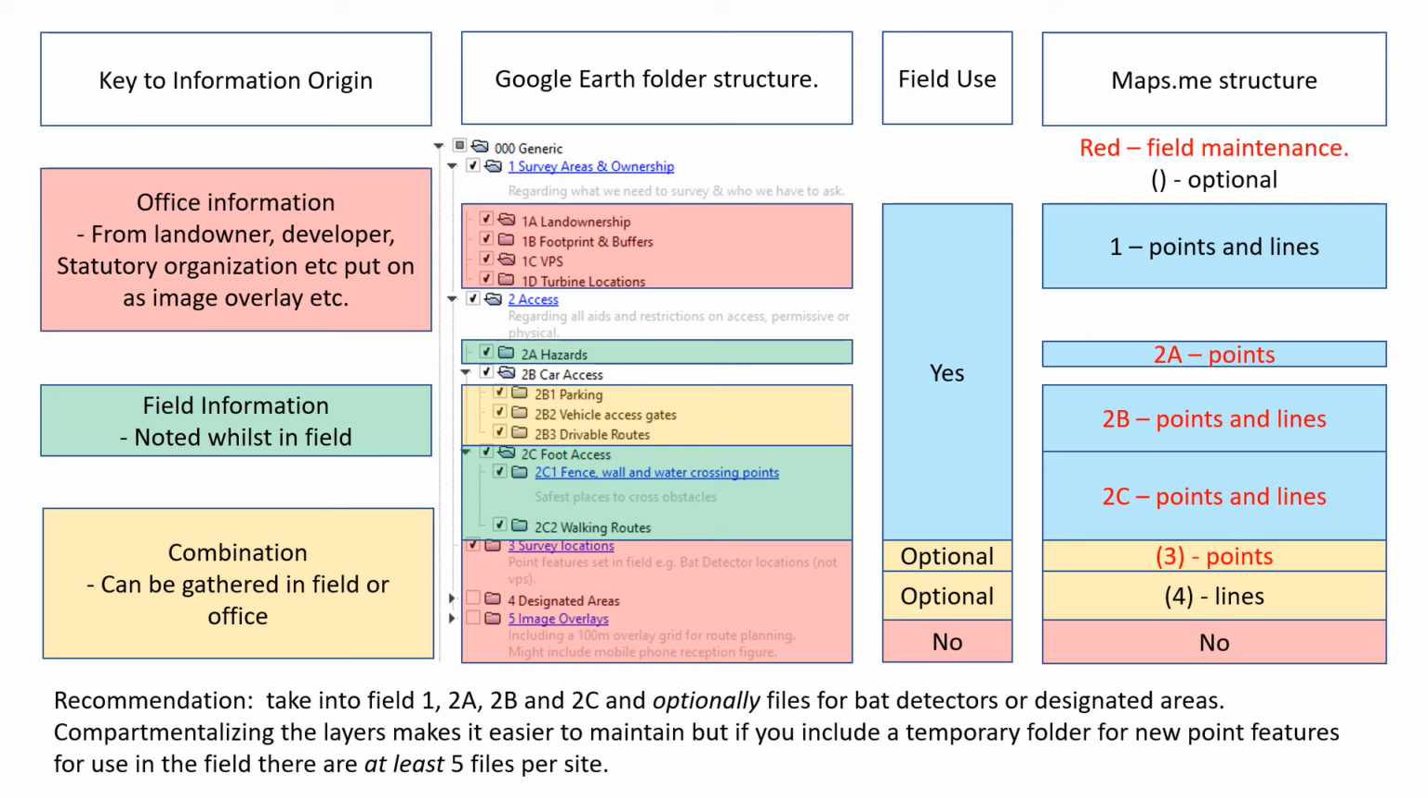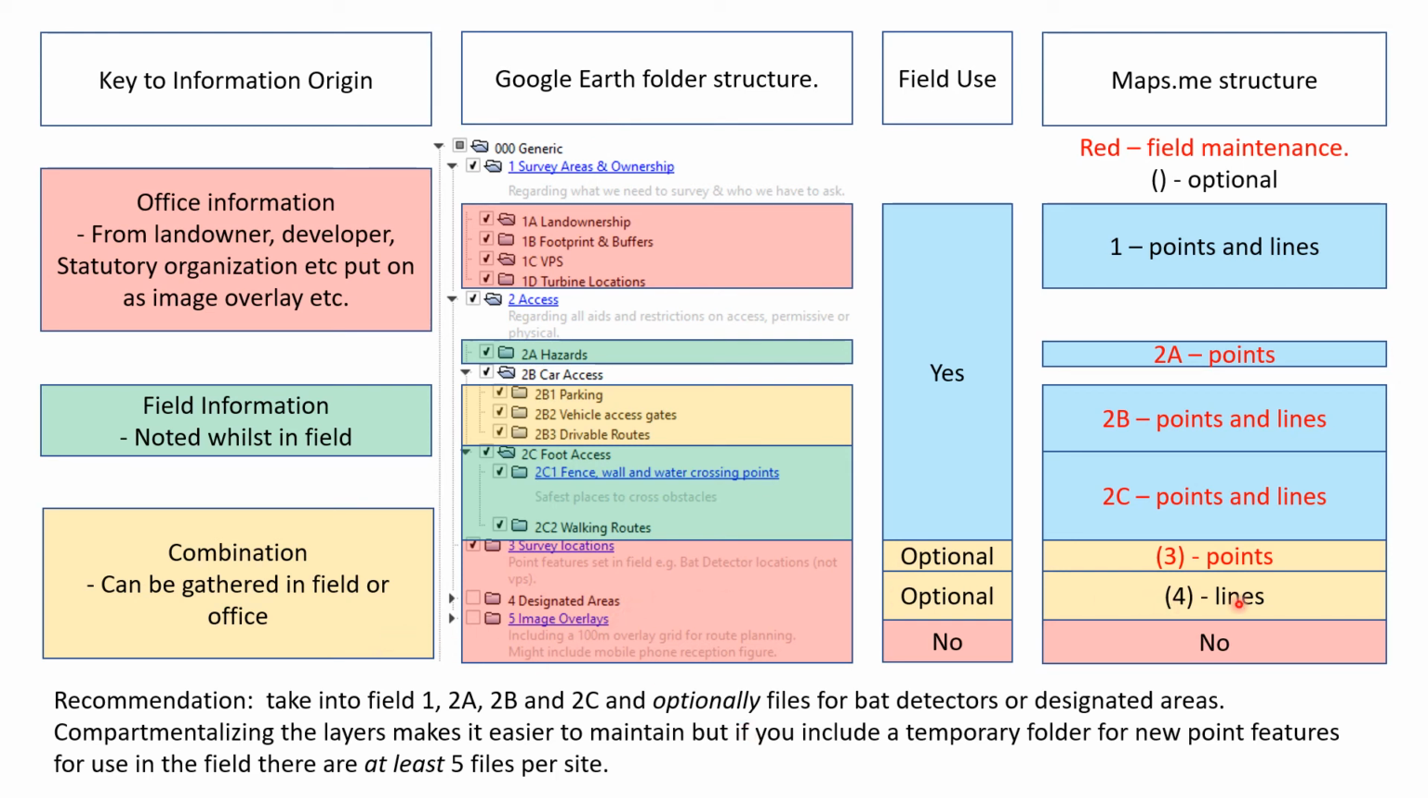So where you have large amounts of purely office-based information like land ownership boundaries, survey areas, buffers, VPs, turbine locations, these are things you're unlikely to need to maintain very often, so you might as well pull them all together into a single file. It's one that you're unlikely to maintain in the field, but one that you probably will want to keep with you. So I like to have a generic folder structure starting with 000 or whatever at the start, so that when I do an alphabetic search of all the features in Google Earth, it floats to the top.